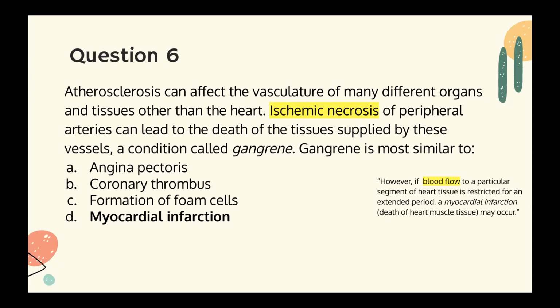it involves tissue death. A coronary thrombus is also incorrect because that just means a blood clot. It doesn't necessarily mean tissue death. It's just something that can cause MI, which causes tissue death. And angina pectoris just means chest pain, which is a warning sign of atherosclerosis. Again, it doesn't involve tissue death. Does that make sense?